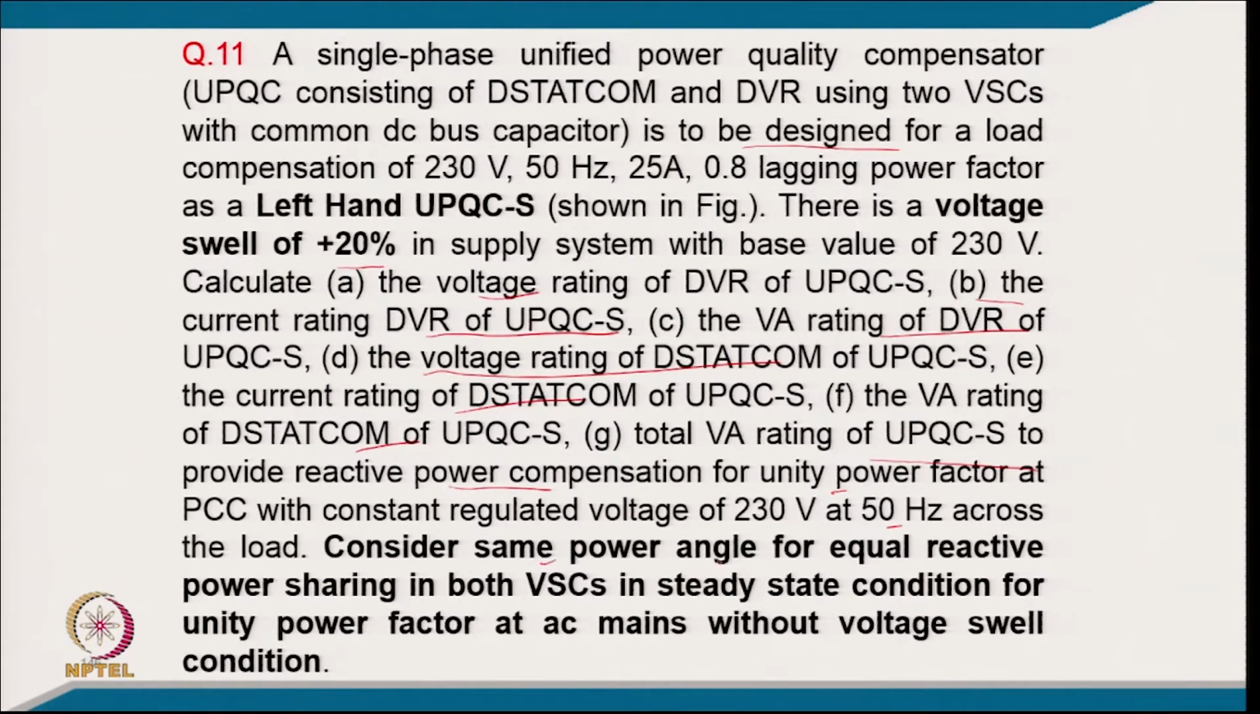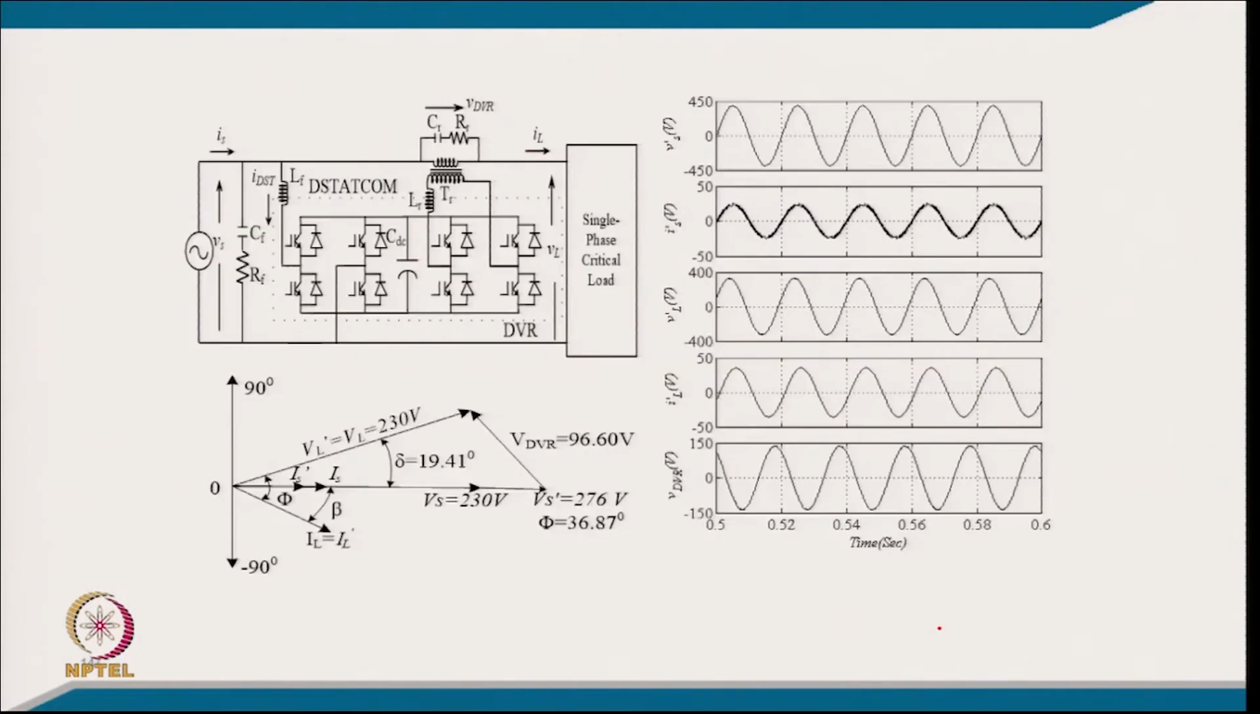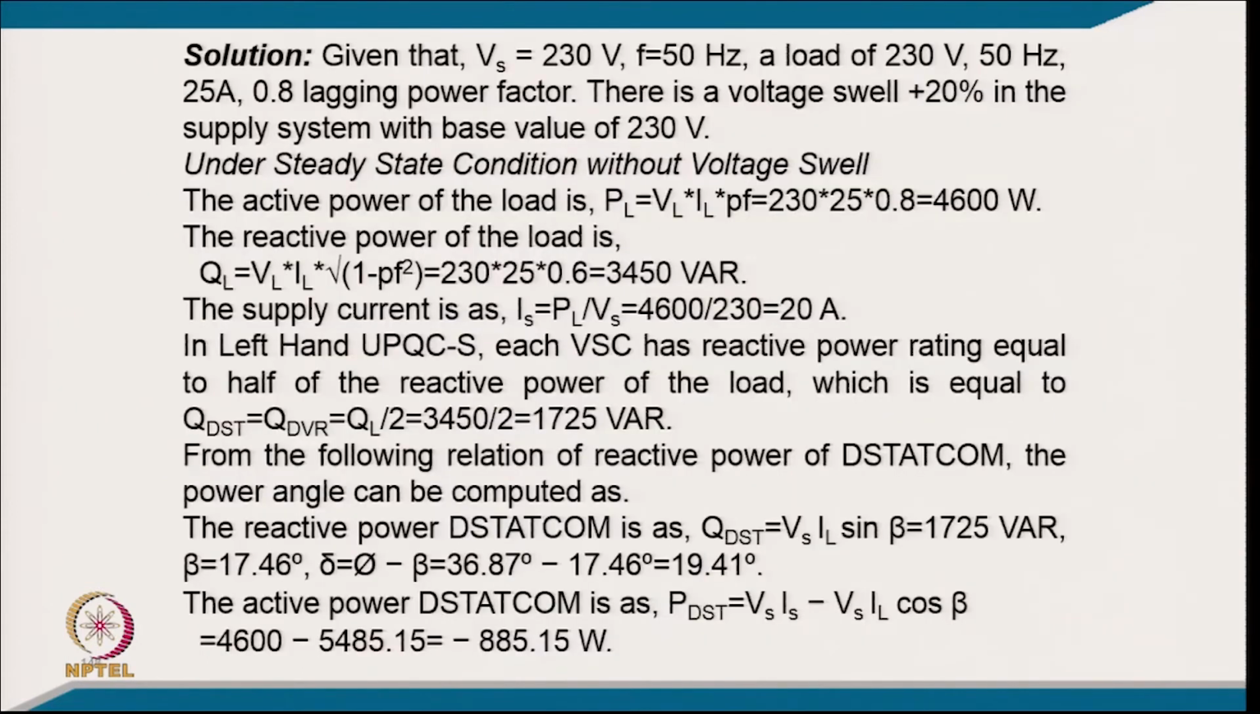Consider the same power angle for equal reactive power sharing in both VSC in steady state condition for unity power factor AC without voltage swell condition. So, that is typically a left hand UPQC because dStatCom is on the left side and dVr is on the right side, and this is the phasor diagram corresponding to this voltage swell condition, and this is typically the waveform corresponding to that.